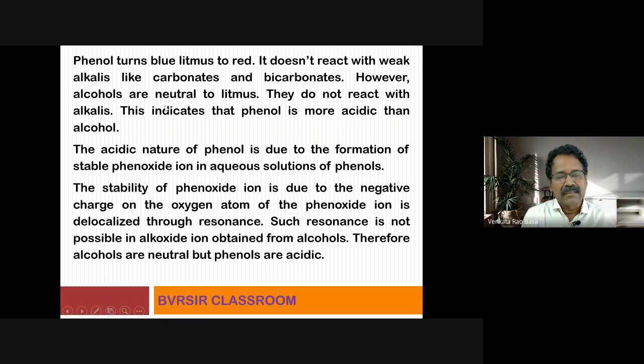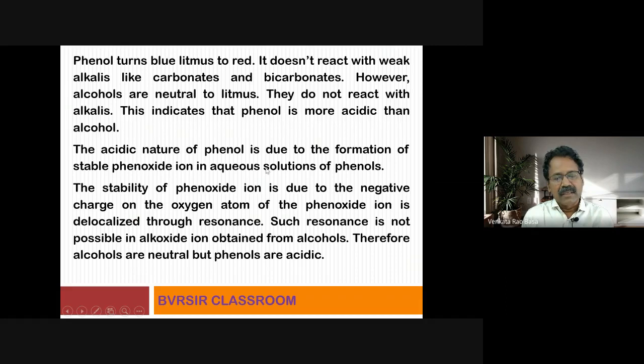However, alcohols are neutral to litmus. Alcohols cannot turn blue litmus to red. That means they are neutral. They do not react with alkalis. This indicates that phenol is more acidic than alcohol. Definitely, phenol is more acidic than alcohol.